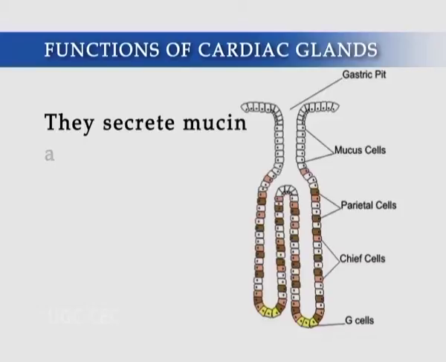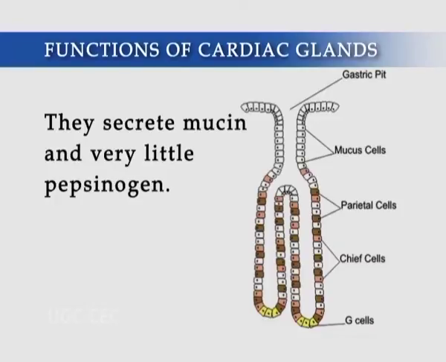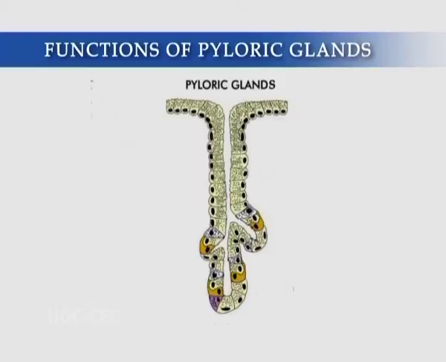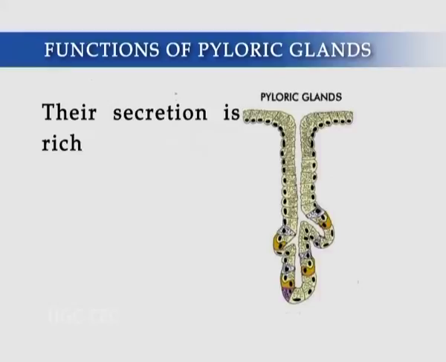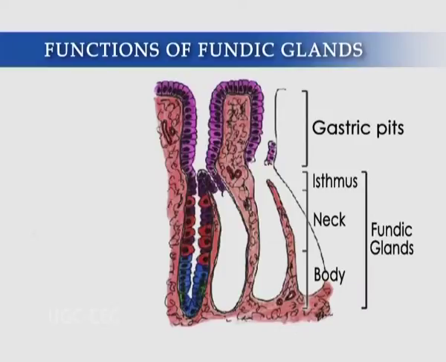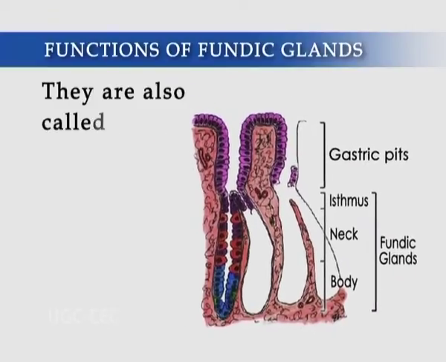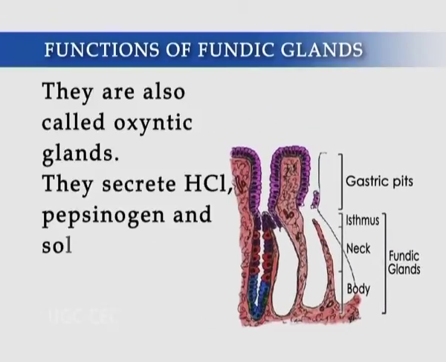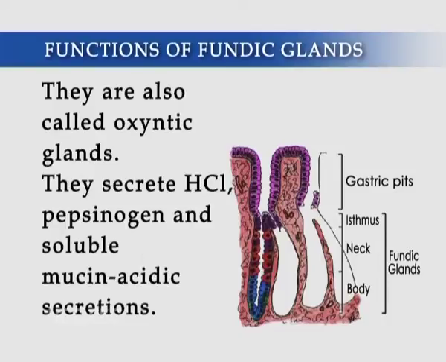Next comes functions of cardiac glands. They secrete mucin and very little pepsinogen. Next, pyloric glands. Their secretion is rich in mucin and does not contain hydrochloric acid. Next, fundic glands. They are also called oxyntic glands. They secrete hydrochloric acid, pepsinogen and soluble mucin, acidic secretions.